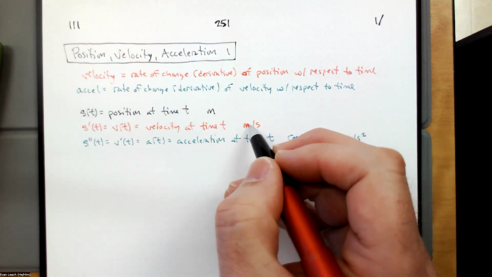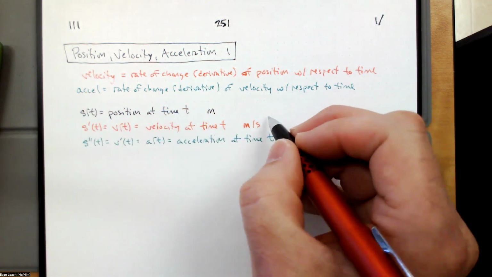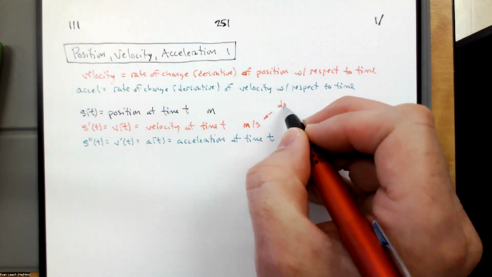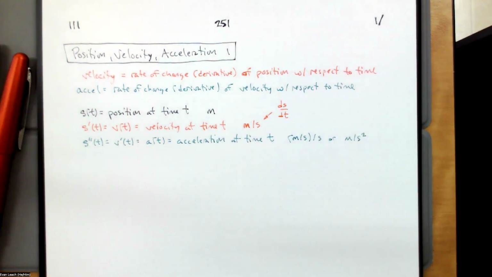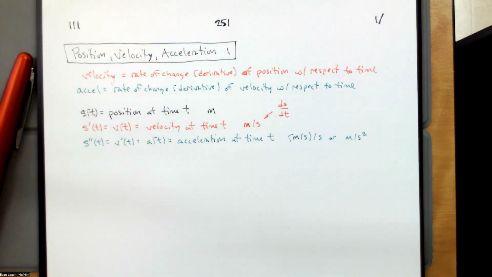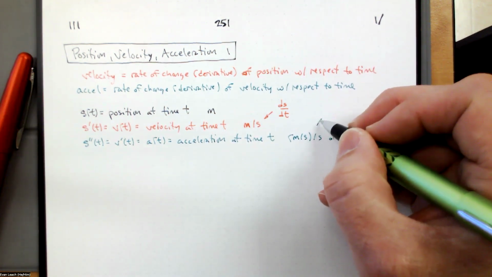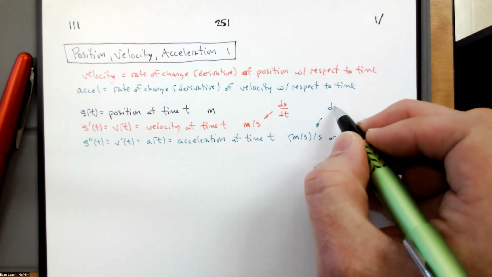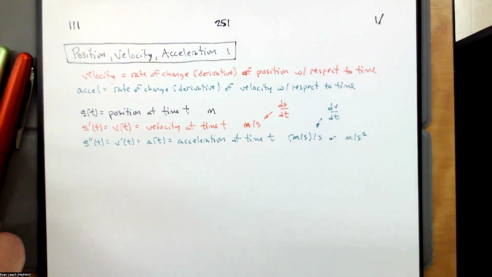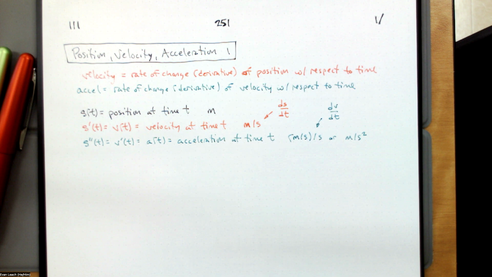It makes sense because velocity is ds dt. S is measured in meters, t is measured in seconds. So ds dt will be measured in meters per second. The units of the derivative are the units of slope. Same thing happens with acceleration, because acceleration is the rate of change of the velocity with respect to time. dv dt. V is measured in meters per second. T is measured in seconds. So dv dt will be meters per second per second. We simplify that to meters per second squared.